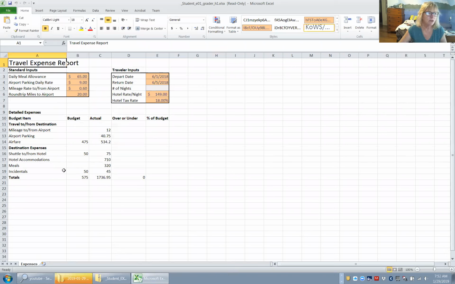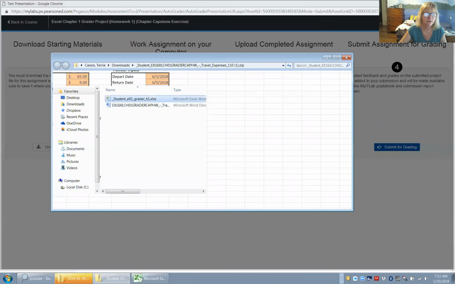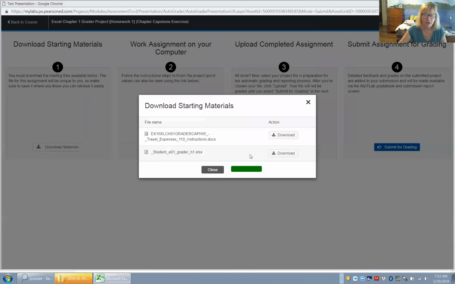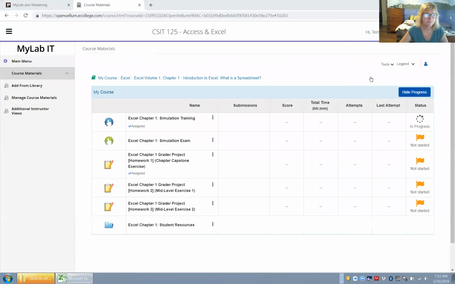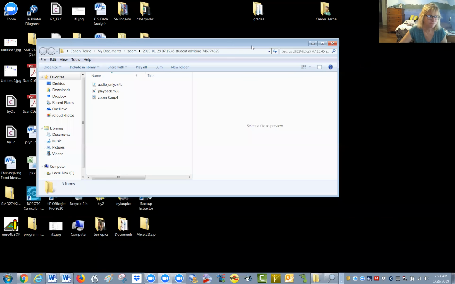You start it, you complete it, you save it, and then when you are done, you follow the instructional steps to finish the project, upload the file, and submit for grading. And it grades it automatically for you. So, for each chapter, you have a simulation, you have a grader project. The grader project must be done in 365 or the current version of Office, 2016.